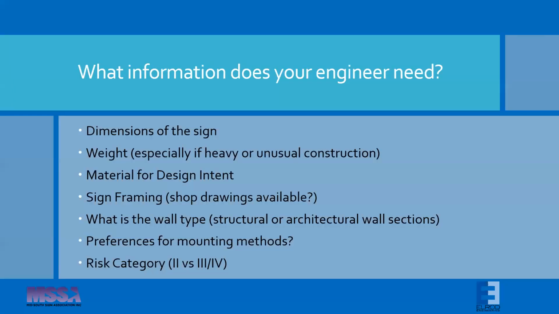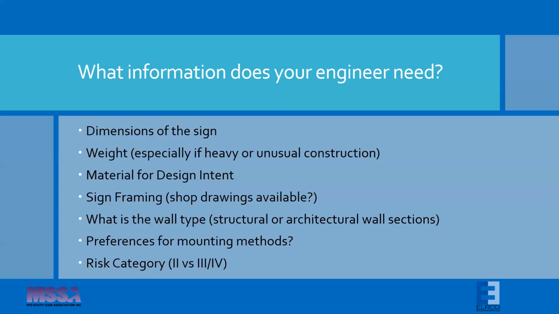So what kind of information does your engineer need to do a project? This summarizes pretty well, but dimensions of the sign, if it's unusual materials, the weight, if it's a cabinet, do you have any framing information available? Because that helps in specifying where the attachment locations may go. If you can get information on the wall types, that is wonderful, and a whole lot easier than a lot of times surveying and cutting into the walls.